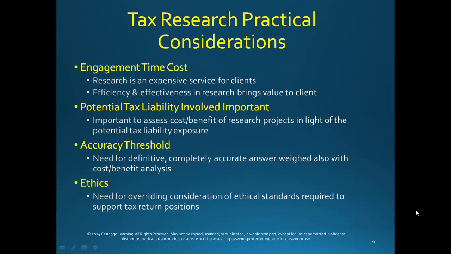Some practical considerations. Of course, we have the time cost. We have to bill the client for our time, so we want to be as efficient as we can. We also want to be thorough. We are performing the research. We are the professional, so we have to make sure that our conclusion is supported by primary sources.